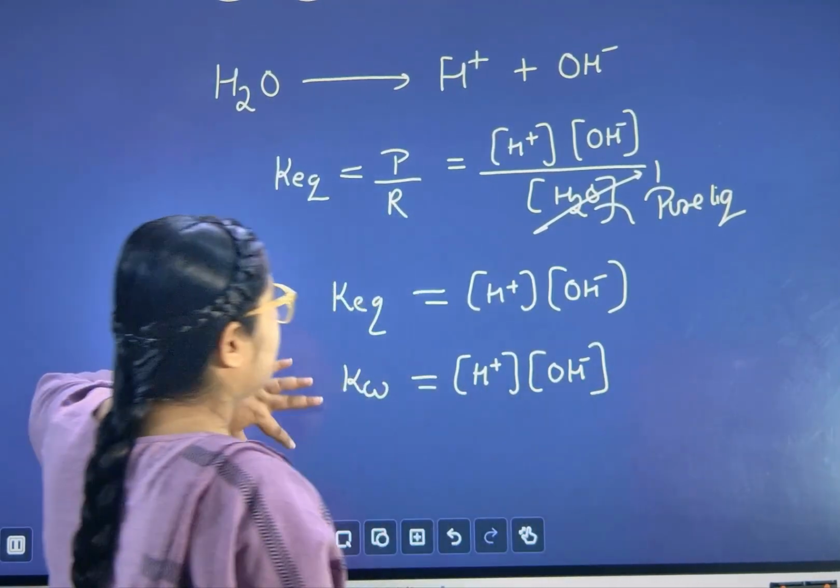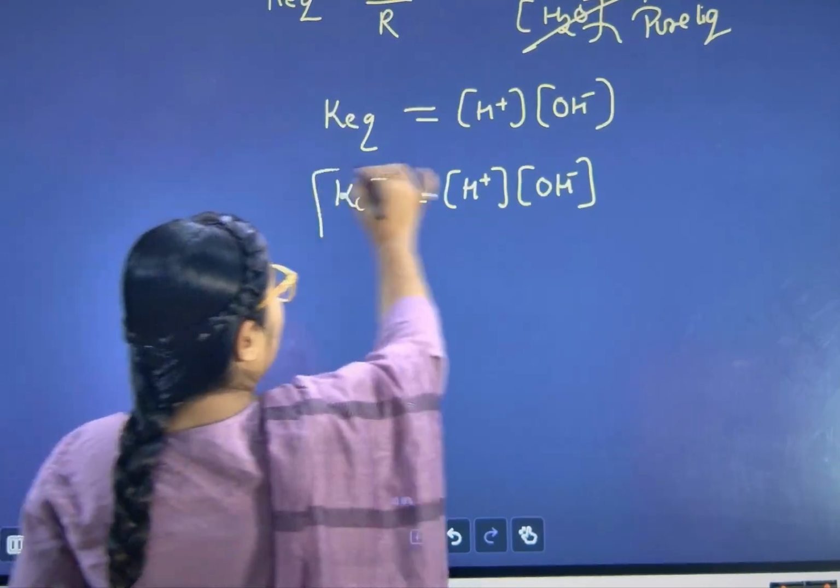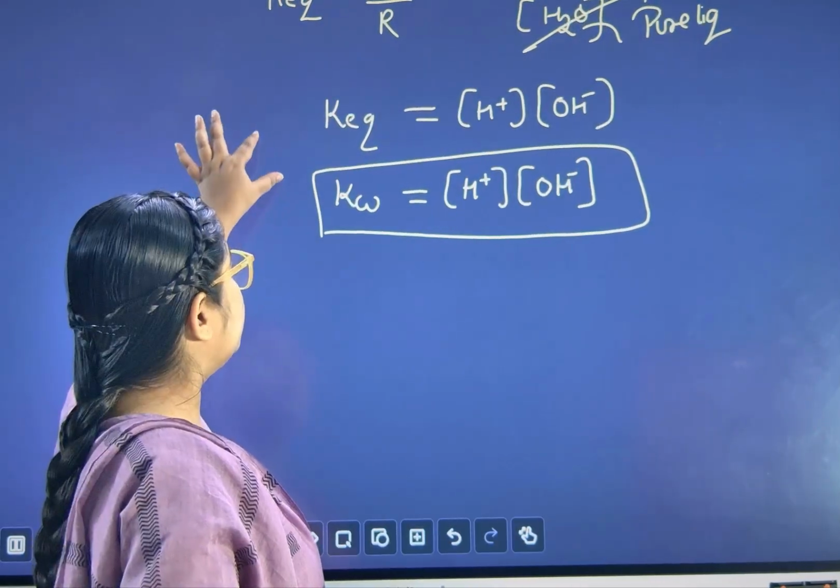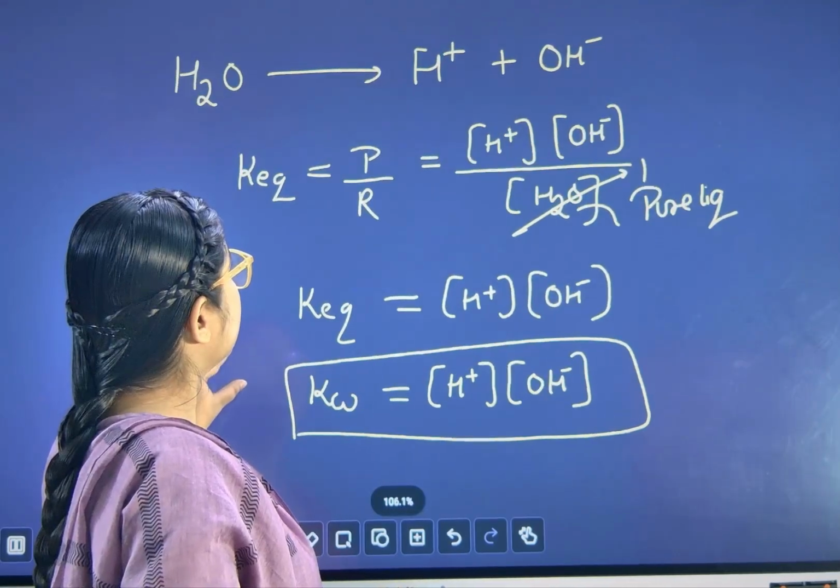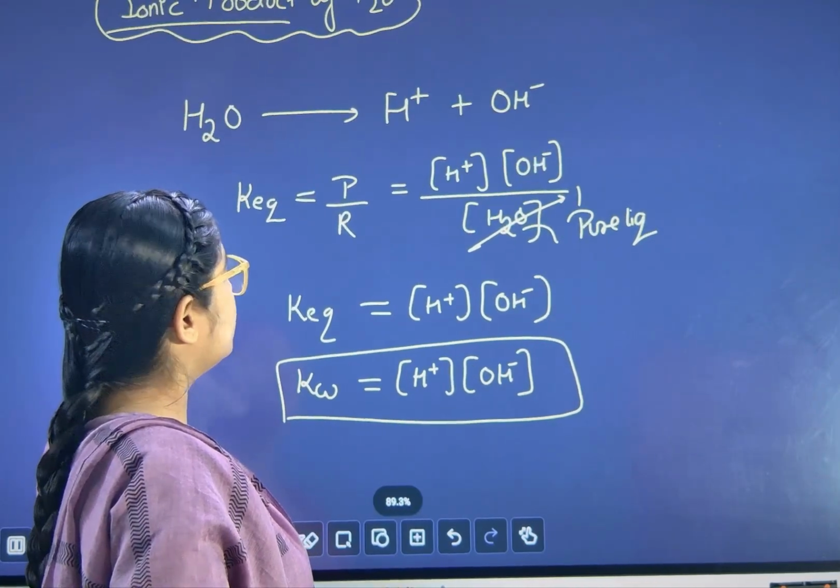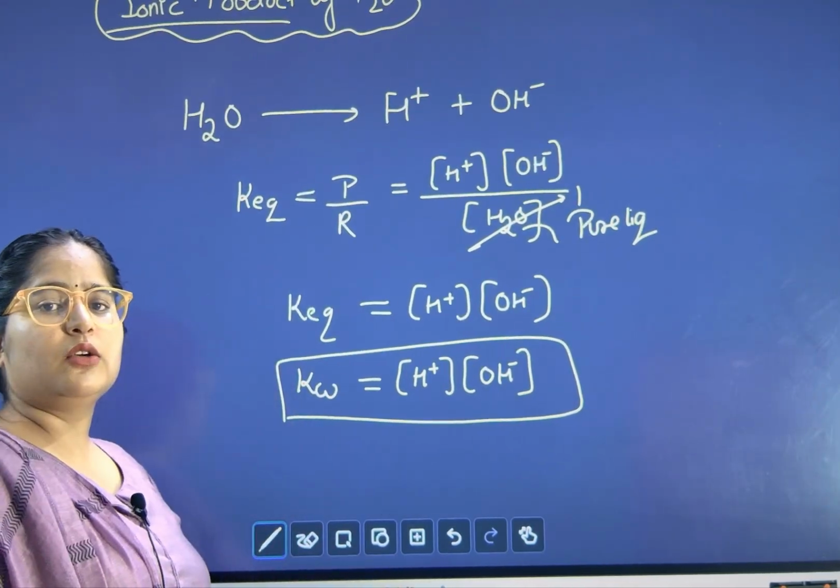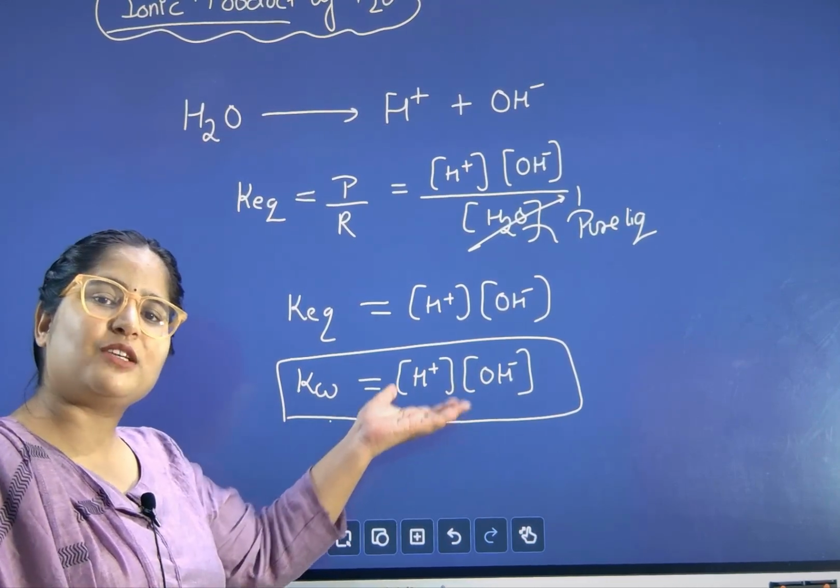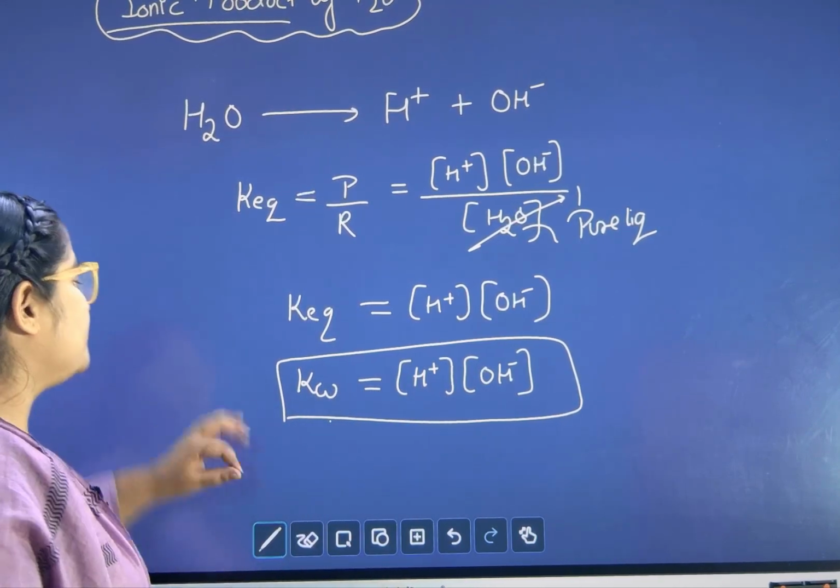What is Kw? Tell me fast. H plus into OH minus. Clear? Note it down fast. I'm standing in a corner, note it down. So ionic product of water is what? Kw equals H plus into OH minus.